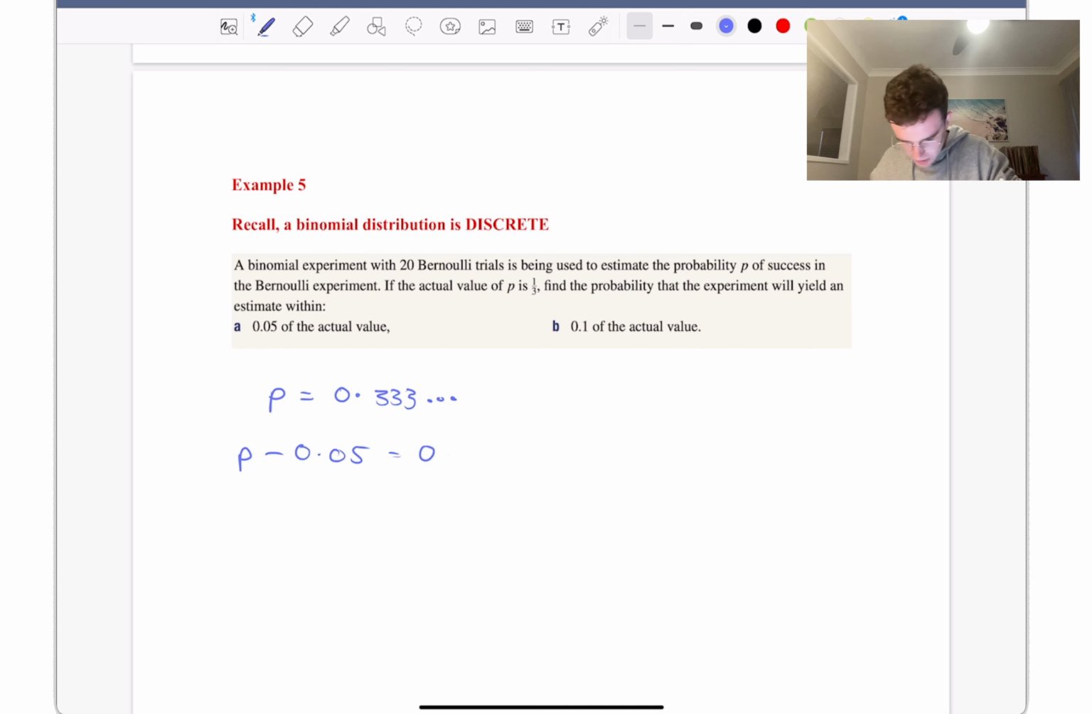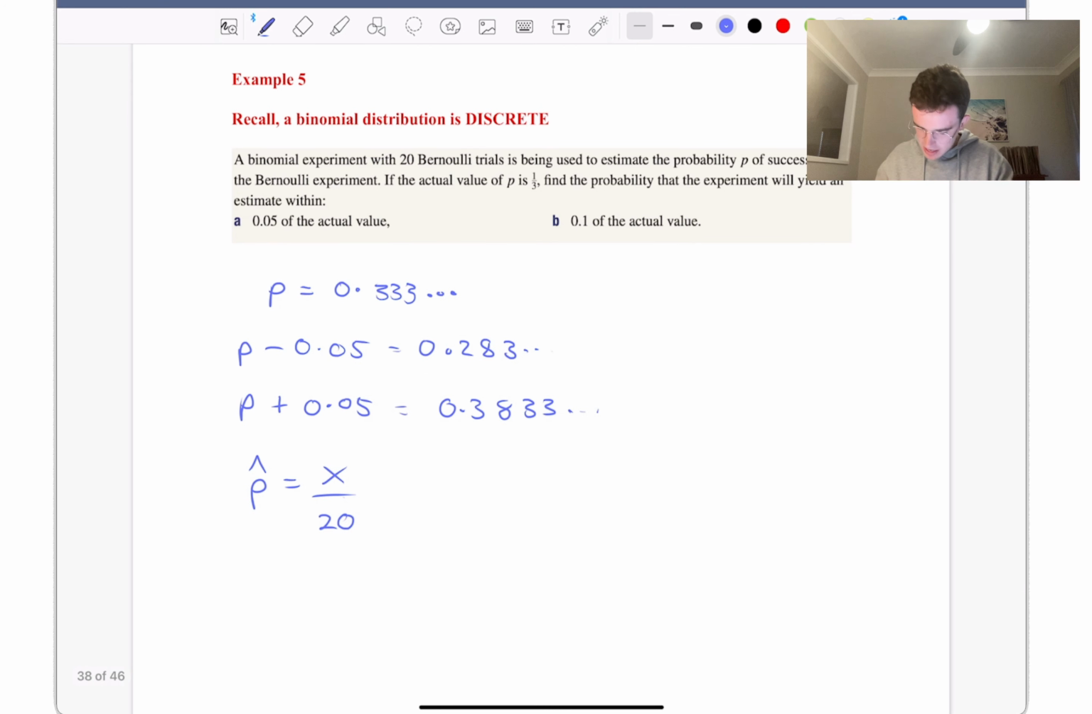is 0.283... and 0.05 above is at 0.3833... Now you might be thinking, okay, I need to choose actual values of p̂. Now p̂ has to equal x on 20 because there are 20 Bernoulli trials. Now 1 on 20 is 0.05. 5 on 20 is 0.25.